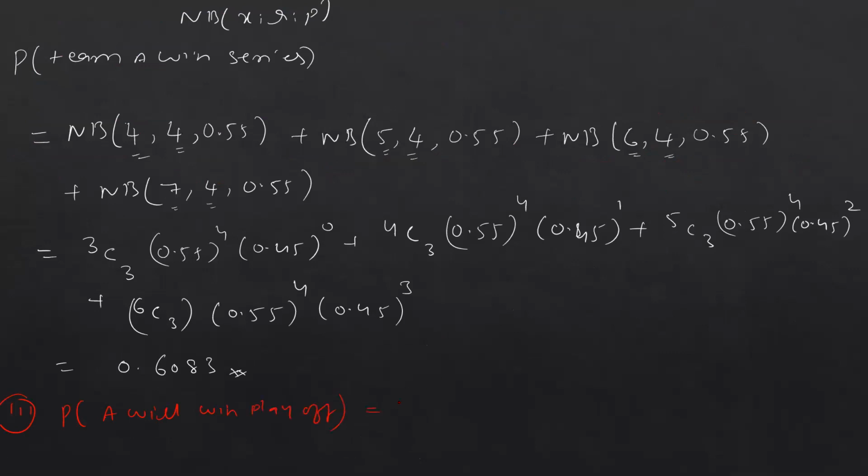In a similar manner, you write the probability of A winning the playoff, which is equal to, I'll just write directly, negative binomial of 3, where success is also 3 with probability of 0.55, plus 4th match, success is 3 with probability of 0.55, plus negative binomial of 5th match, 3 successes with probability of 0.55. So just put the formula and calculate this. The answer is approximately 0.5931. You can just check this out.